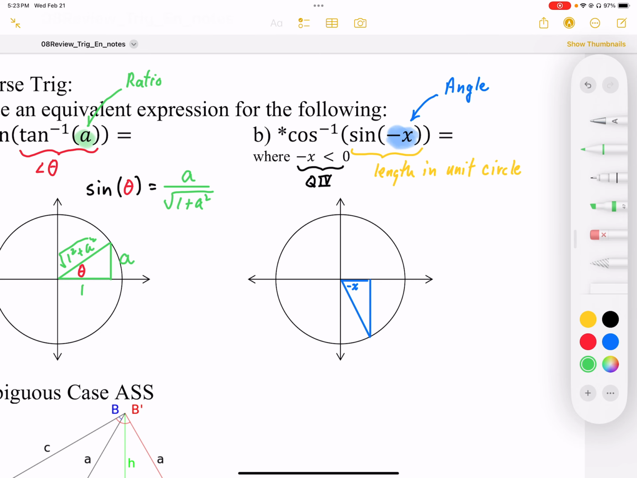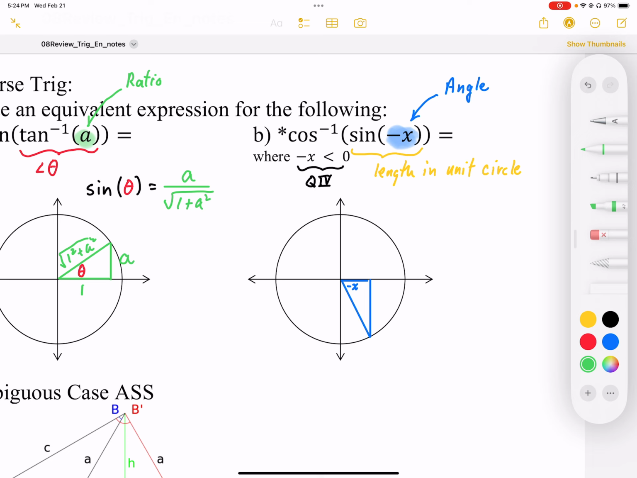B's quite a bit harder, and that's why the little star is there. So not too many people are going to be able to work this out, but we'll take a shot at it. So again, the first thing we want to think of is, is the negative x an angle or is it a ratio? So sine of negative x, well, the input for sine is an angle, so that negative x represents some angle. Now it does say that negative x is less than 0, so that must be in quadrant 4. So I've drawn the angle in quadrant 4. And again, remember not to draw things at 45 degrees. So there's some general angle, negative x.